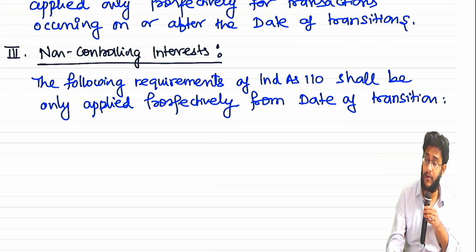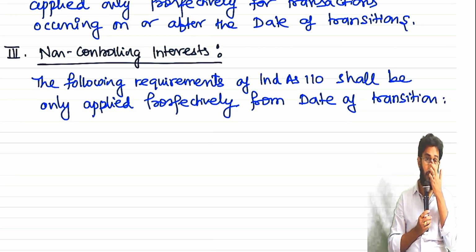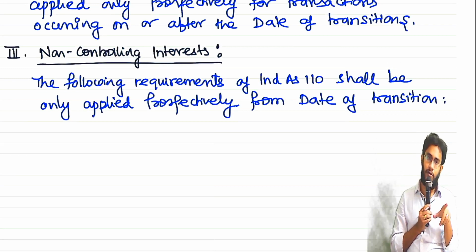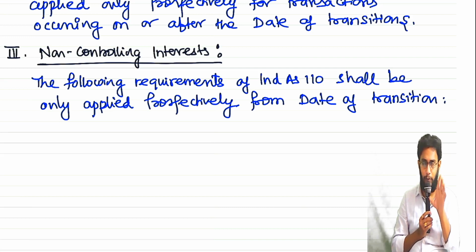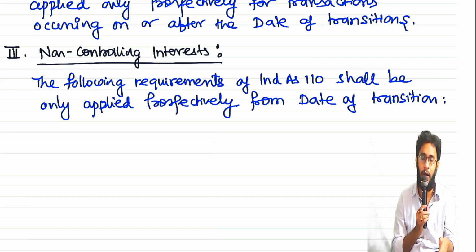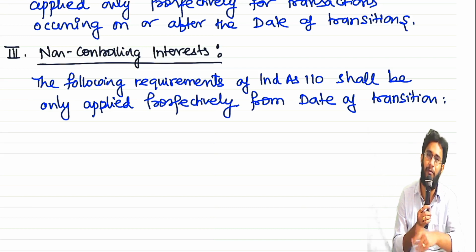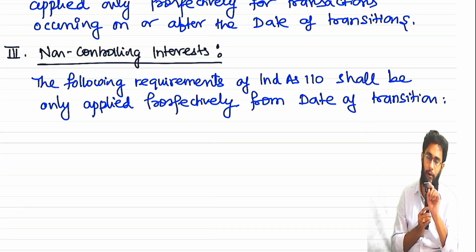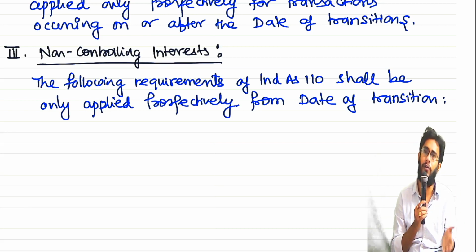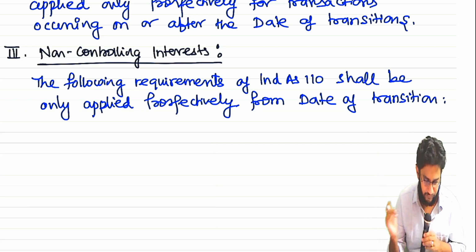Which 3 points, sir? One is allocation of loss to NCI, which is making them negative. You have to make them negative from hereafter. Already last year it was negative, sir, but we made it zero. That again we will restate to negative? No, don't do that. Number one. Sale of shares in subsidiary without loss of control, with loss of control. Three cases.